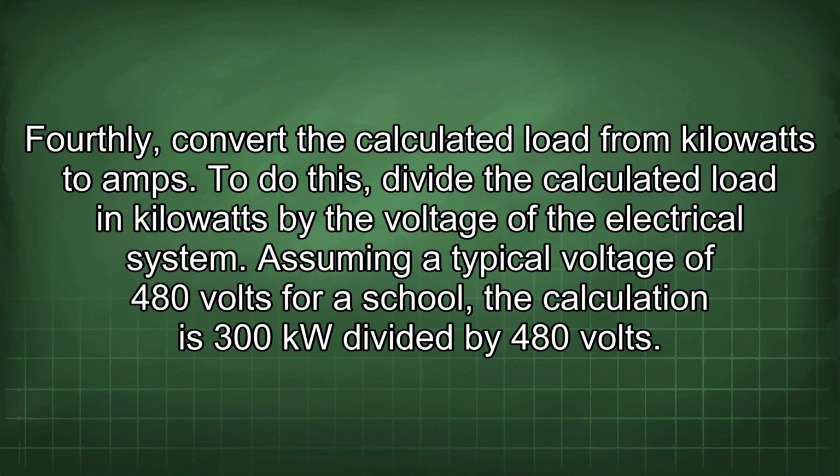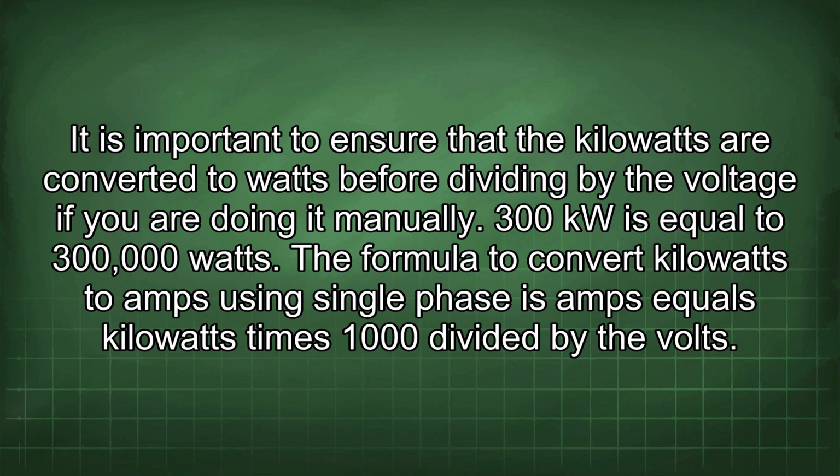Fourthly, convert the calculated load from kilowatts to amps. To do this, divide the calculated load in kilowatts by the voltage of the electrical system. Assuming a typical voltage of 480 volts for a school, the calculation is 300 kW divided by 480 volts. It is important to ensure that the kilowatts are converted to watts before dividing by the voltage if you are doing it manually. 300 kW is equal to 300,000 watts.